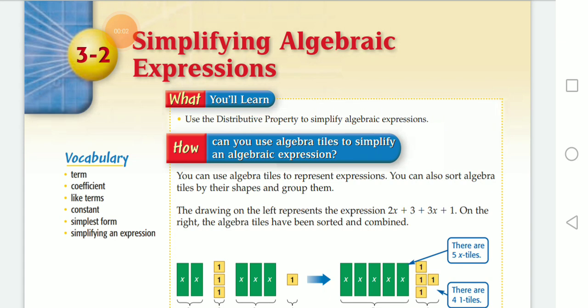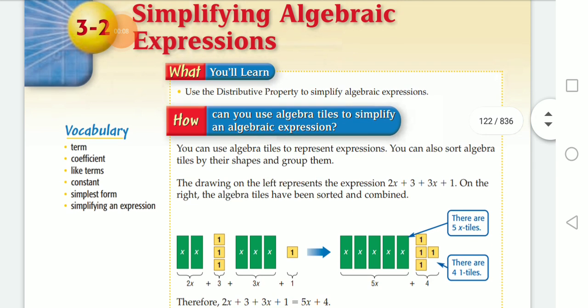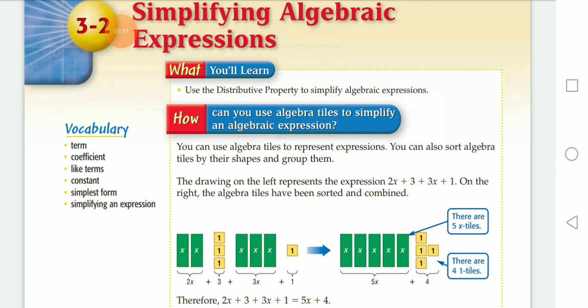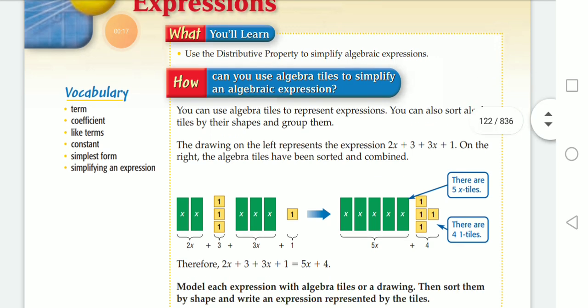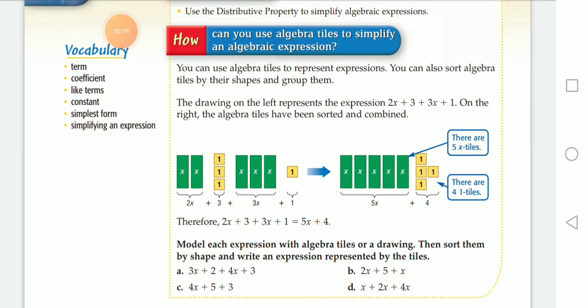I hope you're fine. Today we're going to have the second lesson on chapter 3, simplifying algebraic expressions. By the end of this lesson, you're going to be able to use the distributive property to simplify algebraic expressions. Okay, we have some vocab: term, coefficient, like terms, constant, simplest form, simplifying, and expression.